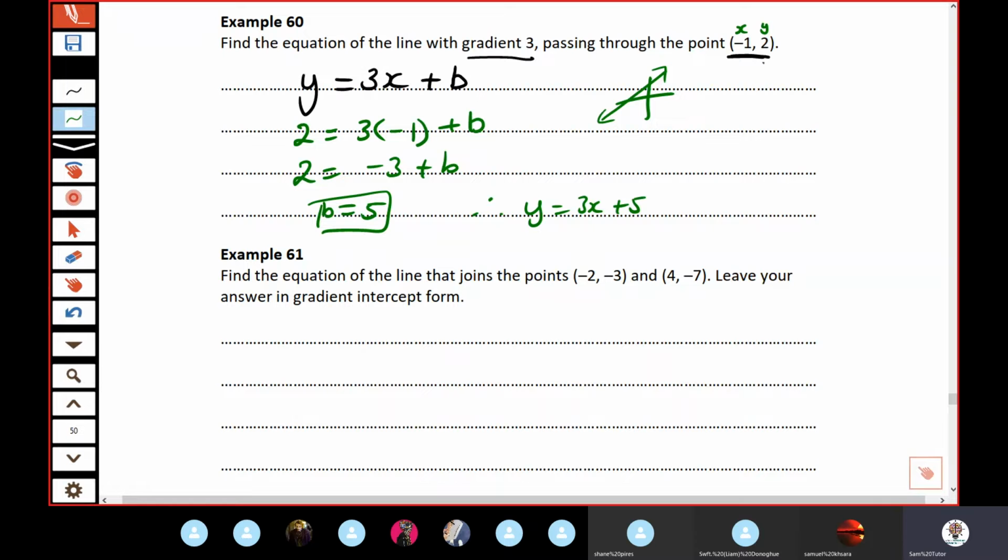So pretty much what you've just learned is if you've got something that's passing through a point, sub the point in. Sub the point in. Don't overthink it. Just sub the point into an equation.